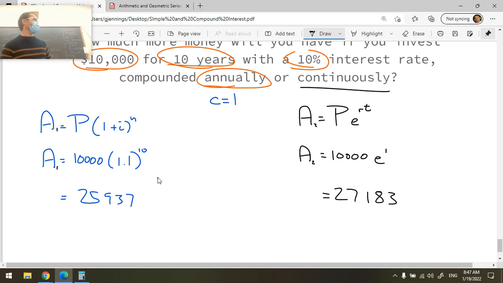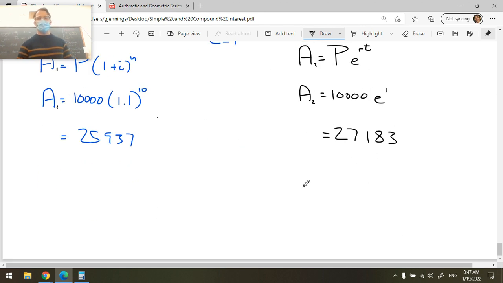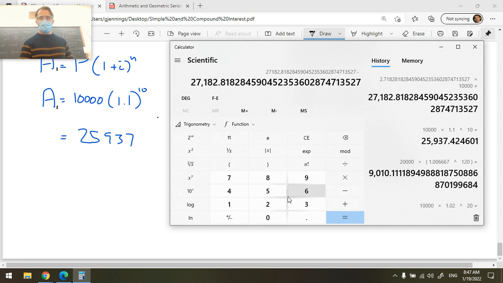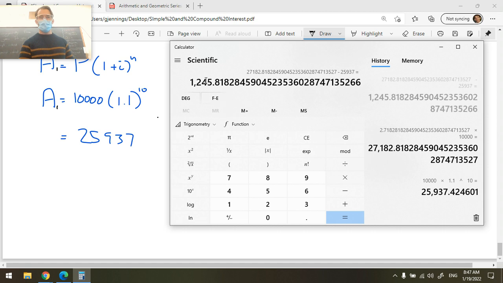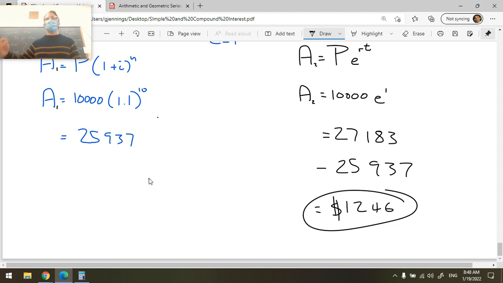So if we wanted to know how much more money we would have if we invest compounding continuously rather than annually, we would take this number and subtract this number, 25,937. So let's do that. Minus 25,937 to get, well, $1,246. So therefore, you would be $1,246 richer if you got continuous compounding rather than compounding annually.